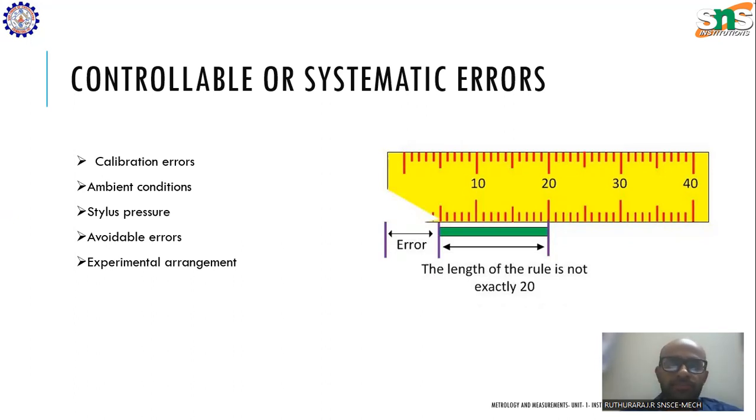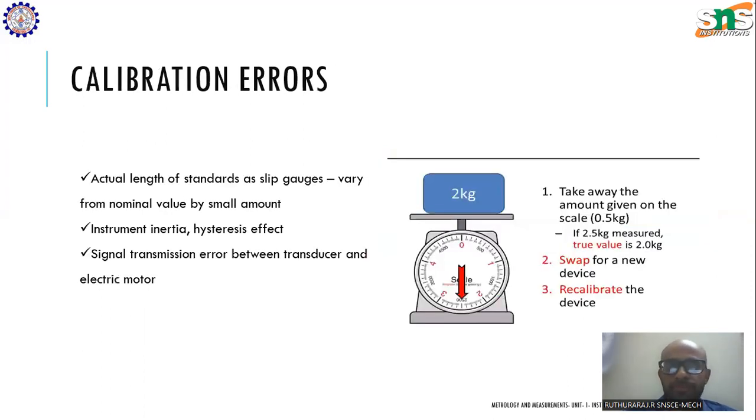Actually, there is a ruler there. As you can see, the tip of the ruler is broken. If you measure from that broken tip, you cannot actually determine whether the reading you have measured is correct or not. These types of errors occur due to an improper measuring instrument, and they are called systematic errors.